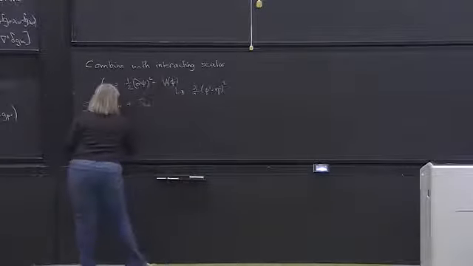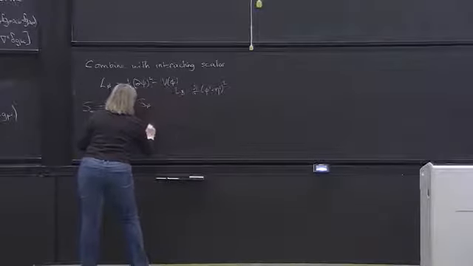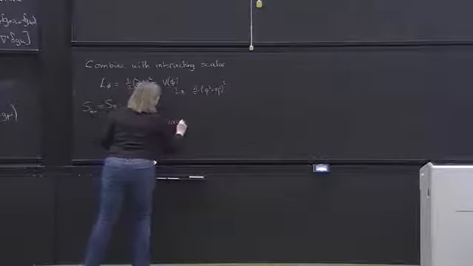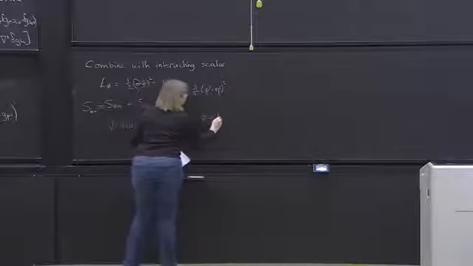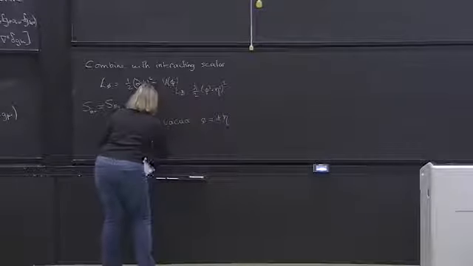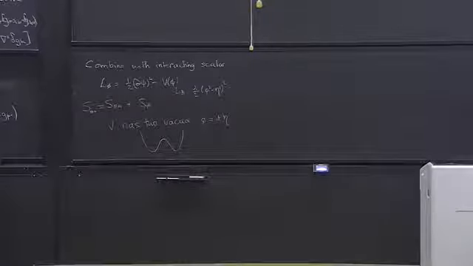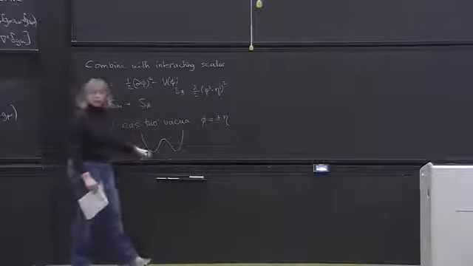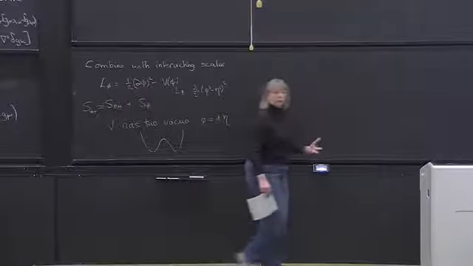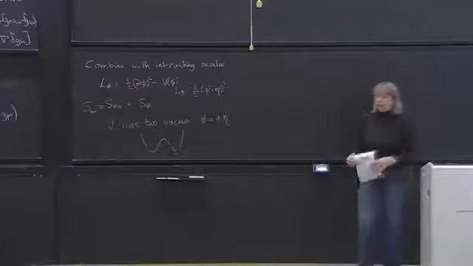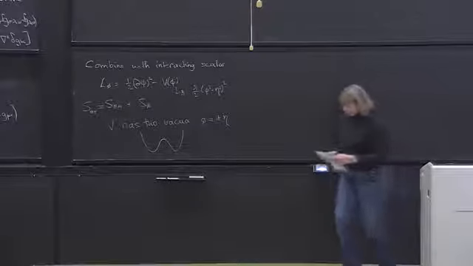Okay, so V has two minima, has two vacua. And so this is what it looks like. It's a double well potential. And normally what you'll do in field theory is you'll pick one of these vacua and then quantize around that vacuum. So that's what you're doing in quantum field theory.